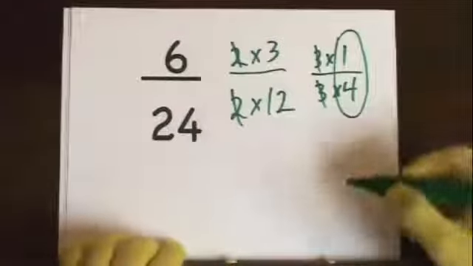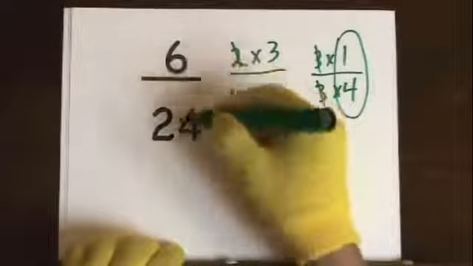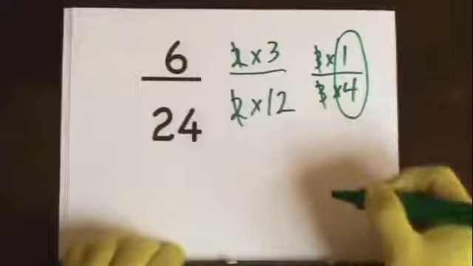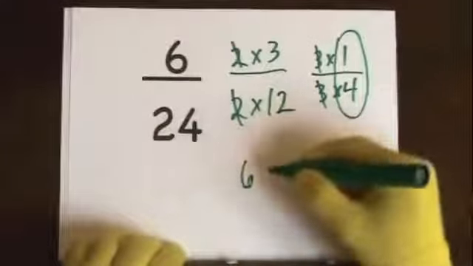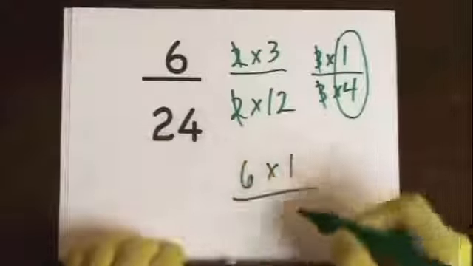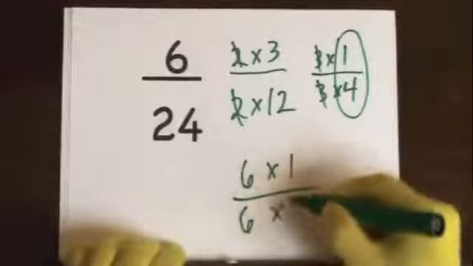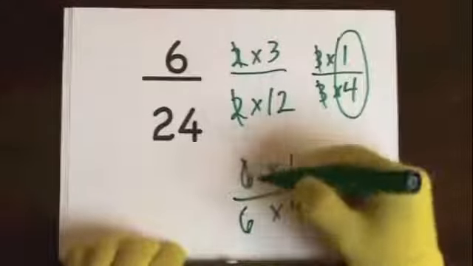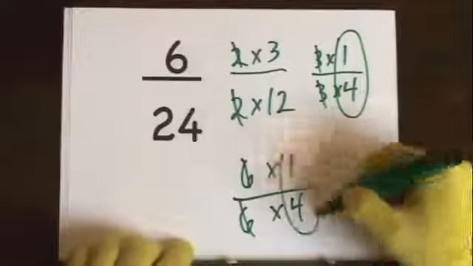A quicker way to do it would have been to realize that they share the factor of 6. So 6 can be thought of as 6 times 1, and 24 can be thought of as 6 times 4. Cross those out and you're left with 1/4.